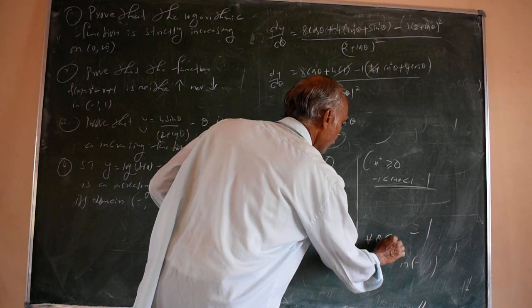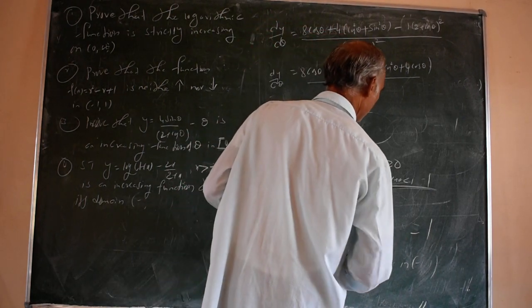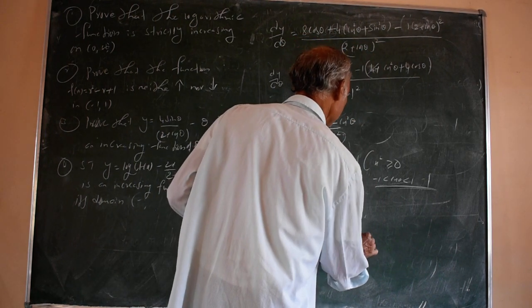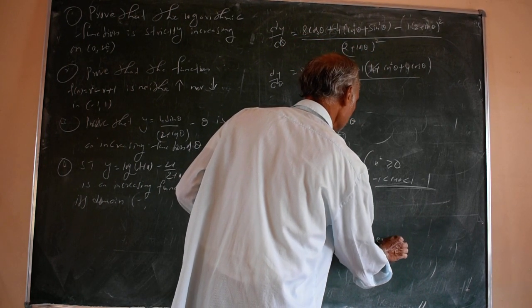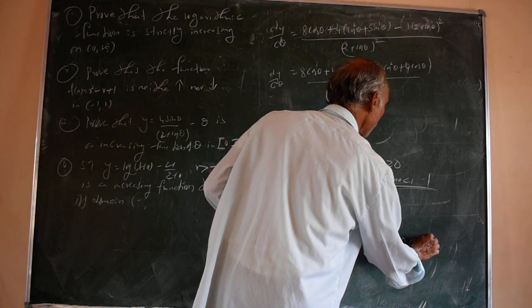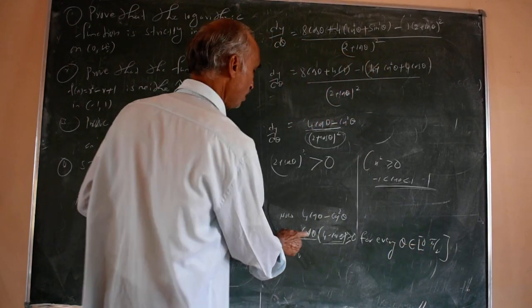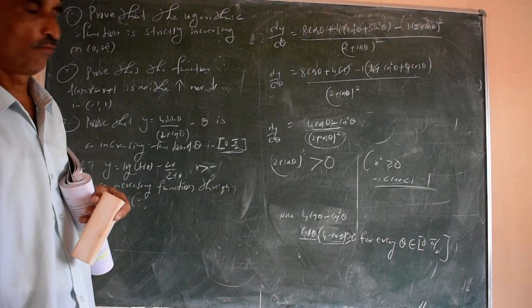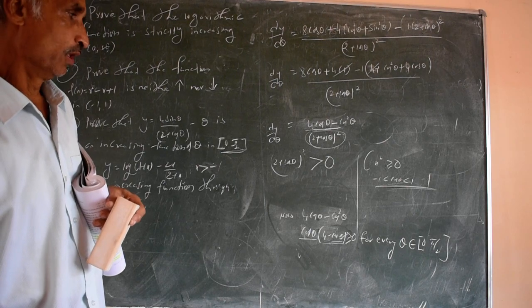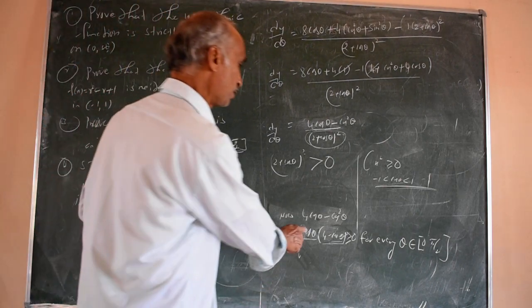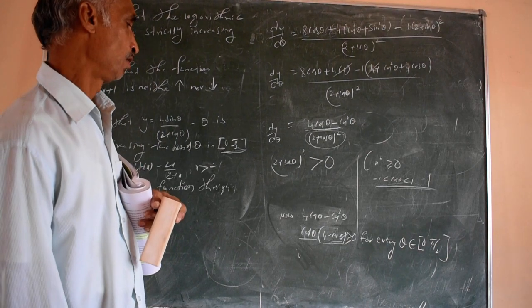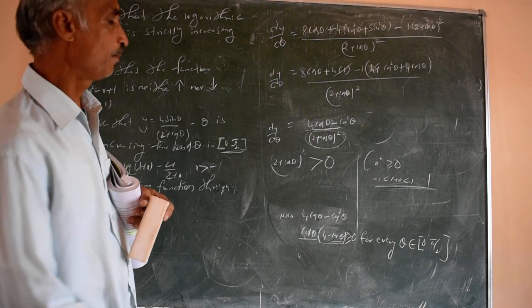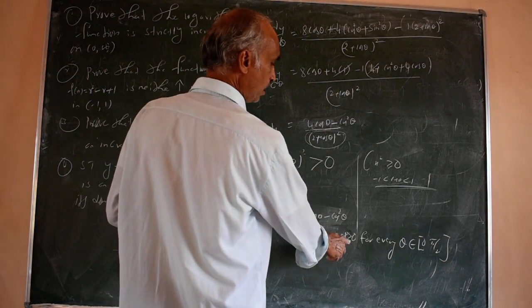For every theta belongs to 0 to pi by 2, there is a chance of it being equals to 0. Why? Cos pi by 2. So the given interval is 0 to pi by 2, a closed interval. Therefore, theta may be even pi by 2 also. When theta is pi by 2, cos pi by 2 is 0. 4 minus cos pi by 2 is 4 minus 0. Otherwise, positive. There is no chance of it being negative, right?